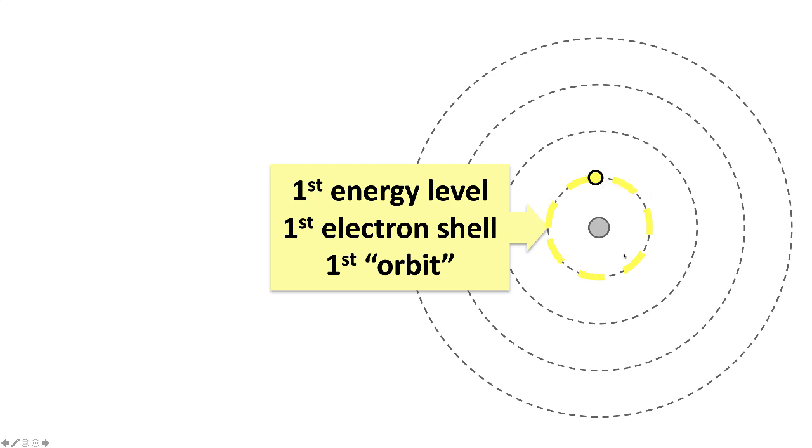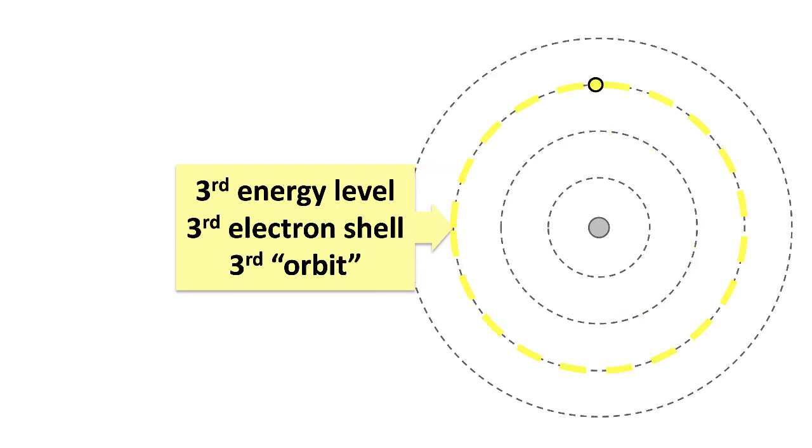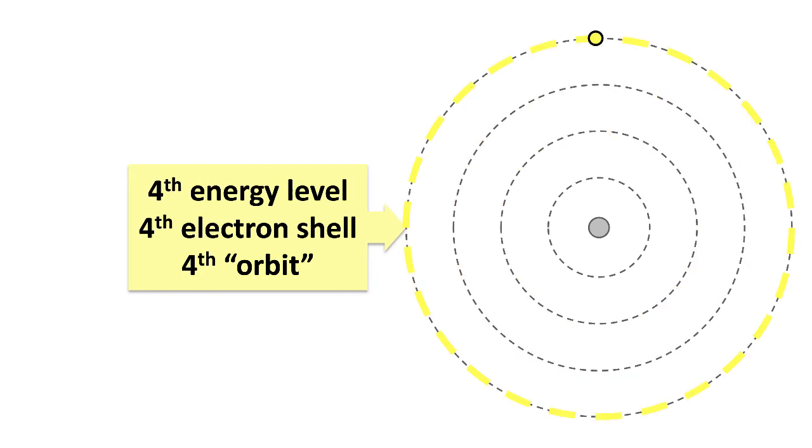And he envisioned the electron as actually circling the nucleus as if it was, say, a planet circling the sun. That's not really what's going on, but for now we're going to go with this as his model. The electron could be in a second energy level, or a second electron shell, or a second orbit, or a third, or a fourth, and so on.